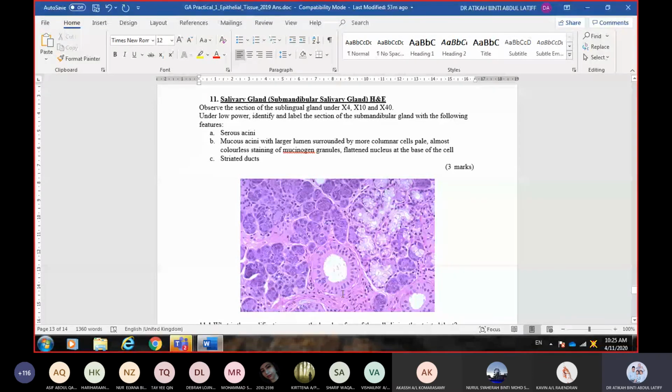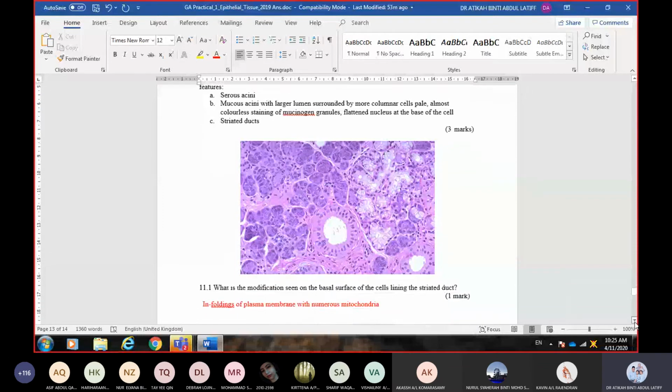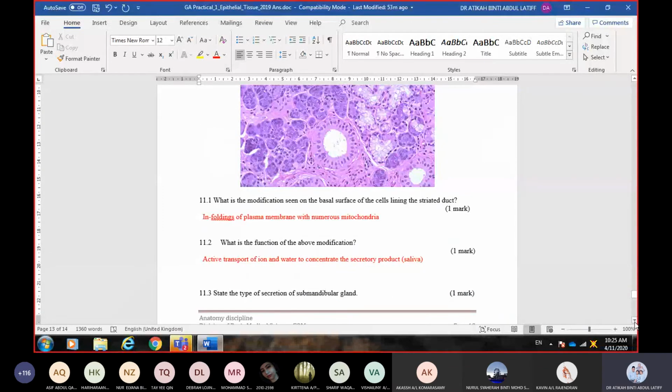And these are your striated ducts here, 1, 2, 3. So pale staining is the mucous acini, more darker staining is the serous acini. What is the modification seen on the striated ducts? It's infoldings of plasma membrane with numerous mitochondria. Actually, we cannot see that at this low power. If we zoom in only, we can see. So what is the function of the above modification? For active transport of ion and water to concentrate the secretory product, which is saliva.